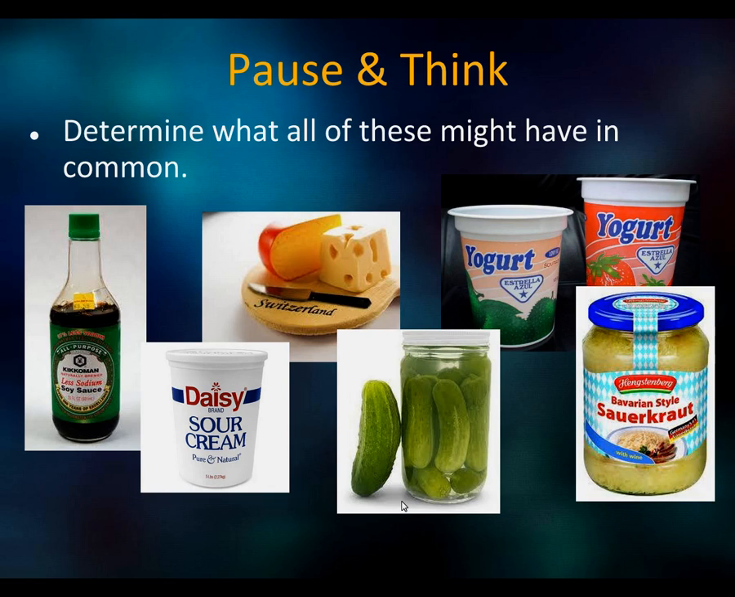So pause the video and take a look, and what might these things all have in common? I hope that you remembered that I mentioned fermentation earlier. All of these things are made through the process of fermentation. So sour cream, yogurt, even soy sauce, and pickles are made through the process of fermentation as well, including sauerkraut. I'm not a huge fan of sauerkraut, but some of you may like it. Actually, it's good on a Reuben, and that's about it, a Reuben sandwich.